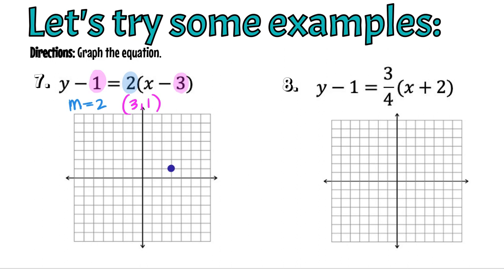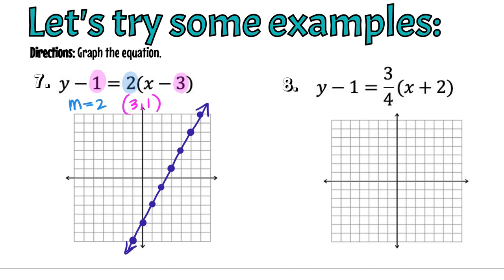So we want to go up 2 over 1 with a slope of 2, up 2 over 1, up 2 over 1. And then we can also work in reverse. If we go back 1, down 2, back 1, down 2, back 1, down 2, we see the pattern. Then we want to draw a straight line through our points and put arrows on the ends. And now we've graphed the line y minus 1 equals 2 times x minus 3.